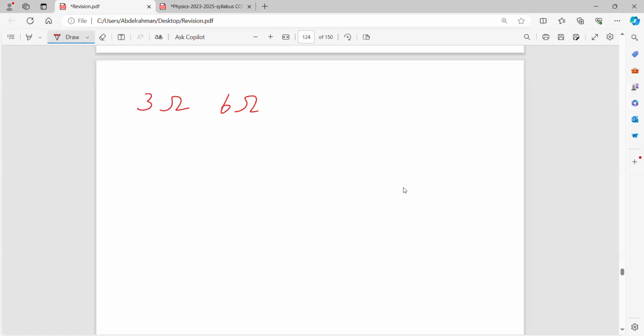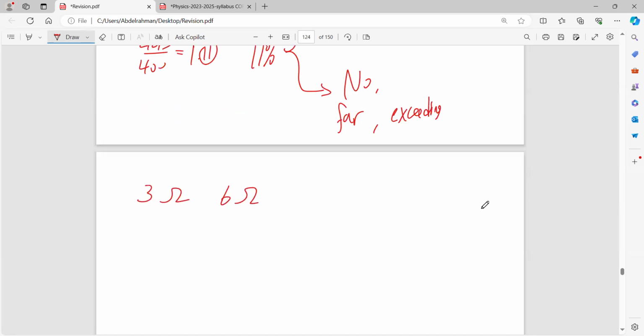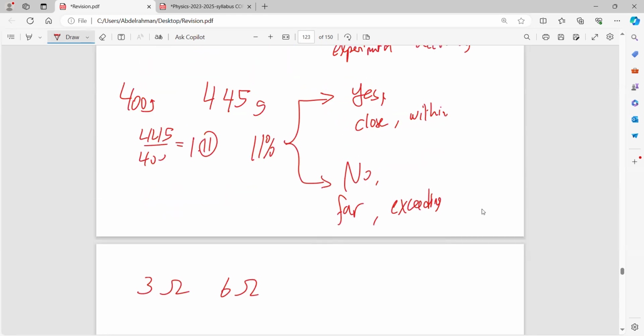3 ohms, 6 ohms, 9 ohms, these numbers are very far apart. You don't even need to waste time calculating. 200%, yes, 200%. If you have 15% exactly, you can write it down as no. If you have 15% exactly, it could be written down as no. This is when it comes to the experimental accuracy.